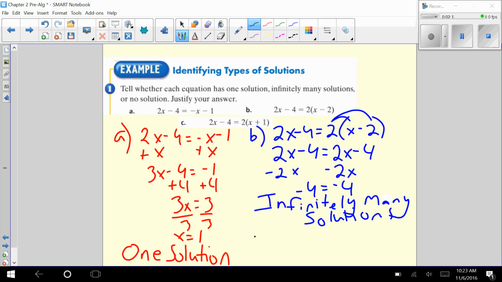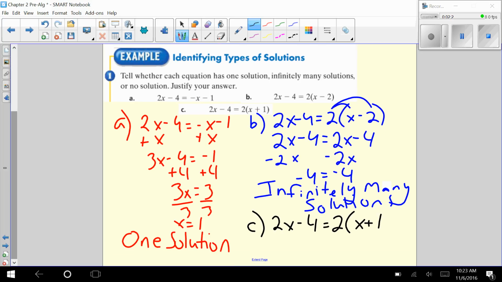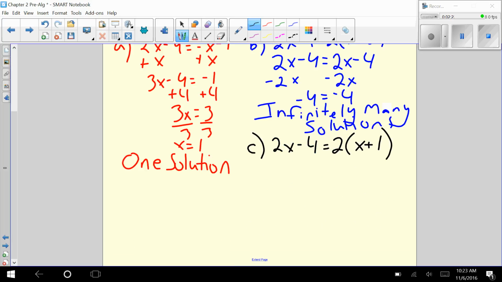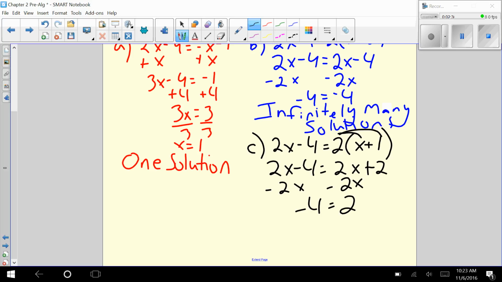And then let's look at letter C. 2x minus 4 equals 2 times x plus 1. We're going to start by distributing on the right here. So the left stays 2x minus 4. The right becomes 2x plus 2. To start to solve, I subtract 2x off of both sides. I get negative 4 equals 2. Well, when does negative 4 equal 2? Never. This one has no solution. There's no value that will make this work.